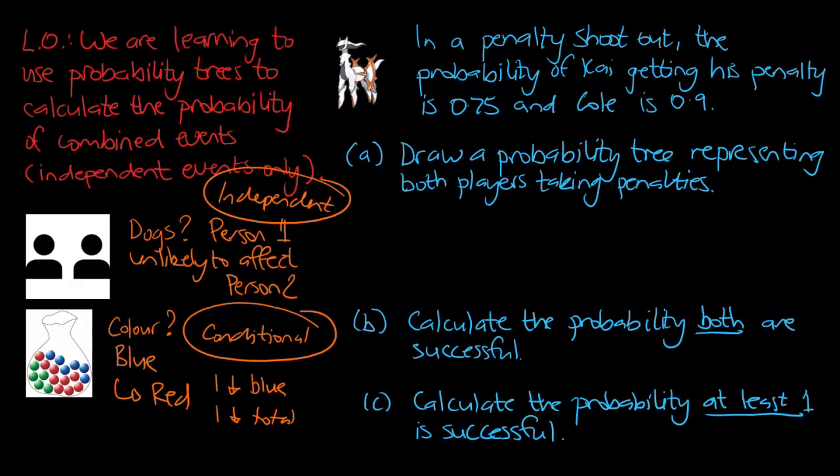The main learning objective today relates to the idea of using probability trees. This is another tool like two-way tables, like Venn diagrams, that we can use to solve probability problems. So let's get into the first question.